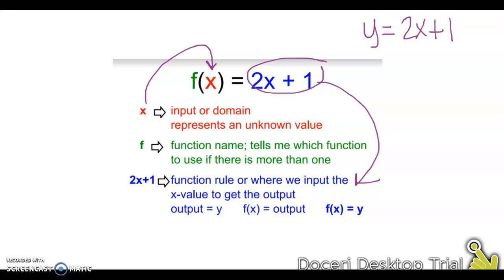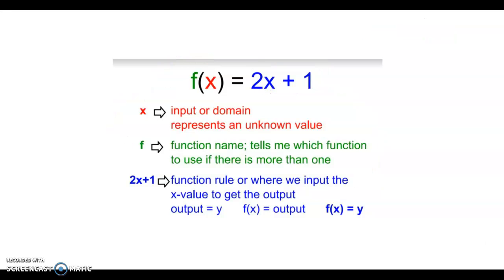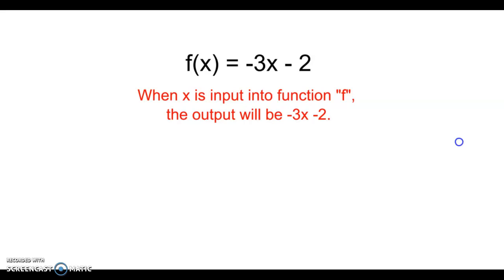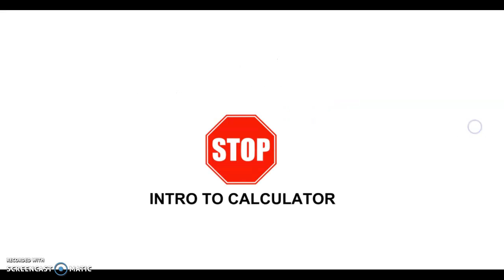Okay? This, the green, is just the function name. It tells which function to use if there's more than one. So we could name it anything. We could say function M, function L. It's just to show which function we're talking about. So look at this example. f of x equals negative 3x minus 2. When x is put into the function, the output is going to be what we get from negative 3x minus 2 when we substitute that x in.